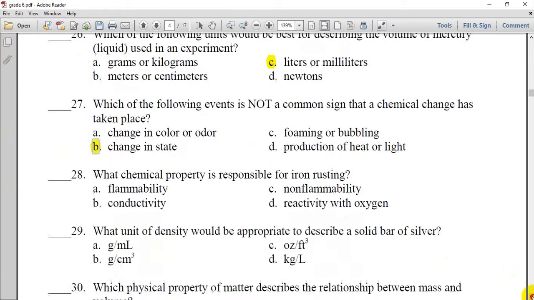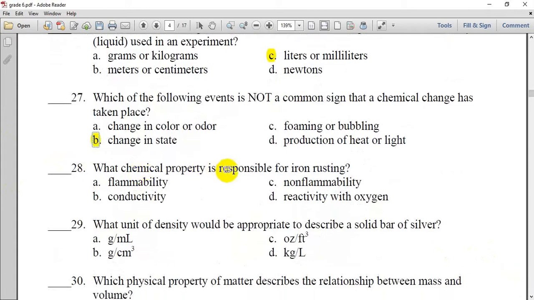Question 28. What chemical property is responsible for iron rusting? Why does the iron rust? Because of flammability, it burns, conductivity, conducting electricity, or non-flammability, it means it will not burn easily, or reactivity with oxygen. So the answer for this question will be, what do you think? Reactivity with oxygen, yes, because when the iron reacts with oxygen, it changes into this brown or orange colored powder, which is a chemical change. So reactivity with oxygen.